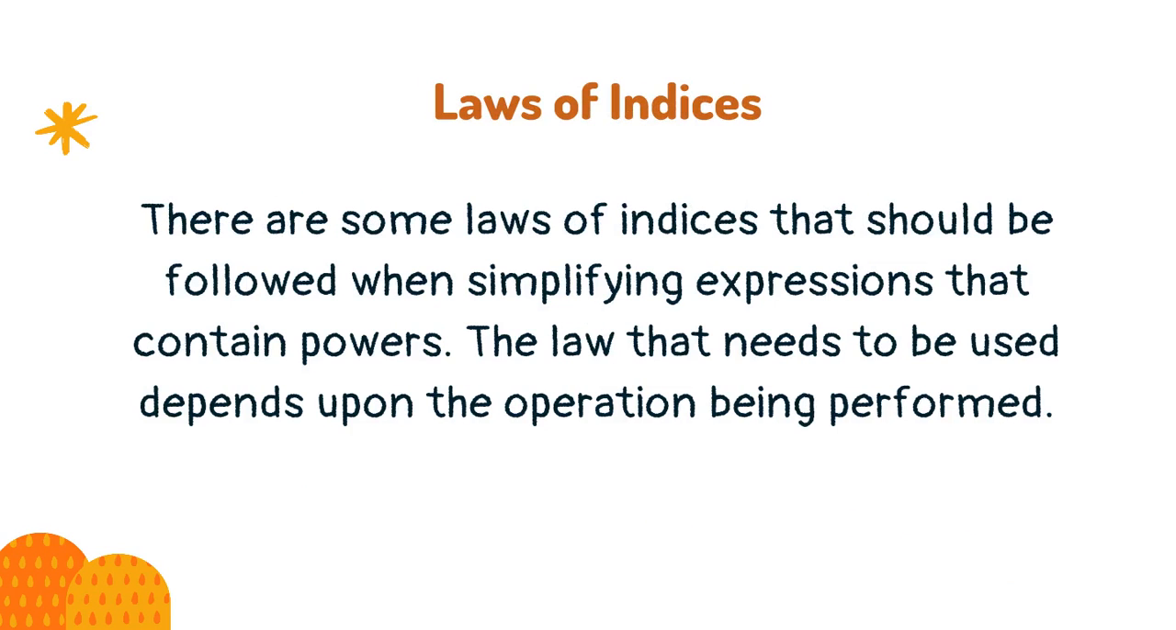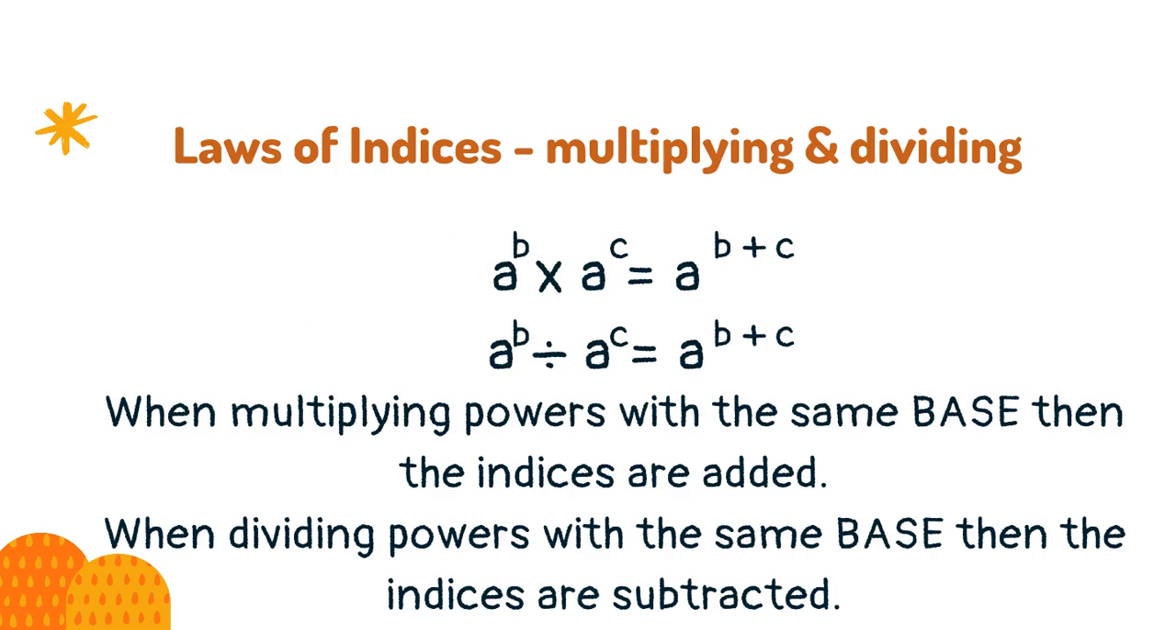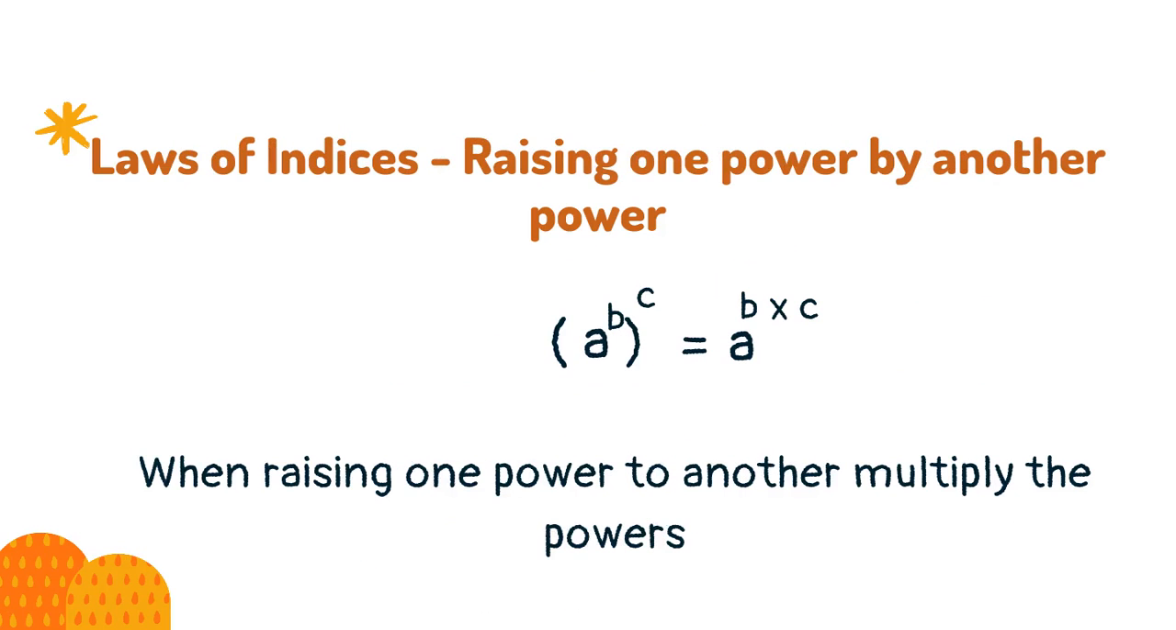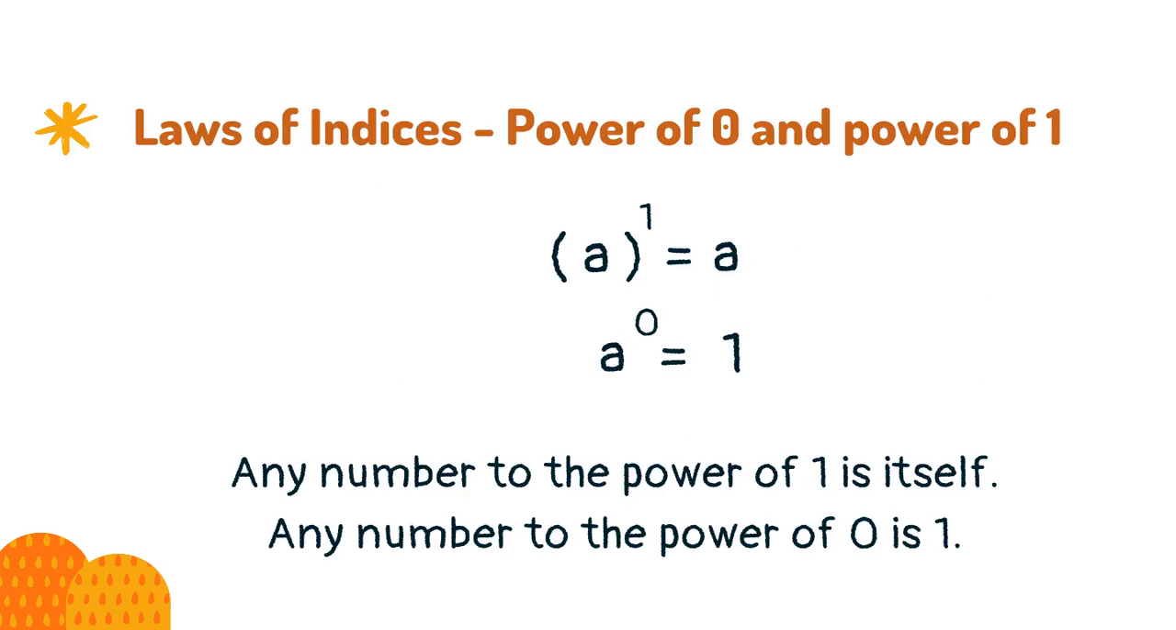There are some laws of indices that should be followed when simplifying expressions that contain powers. The law that needs to be used depends upon the operation being performed. When multiplying powers with the same base, the indices are added. When dividing powers with the same base, the indices are subtracted. When raising one power to another, multiply the powers. Any number to the power of 1 is itself. Any number to the power of 0 is 1.